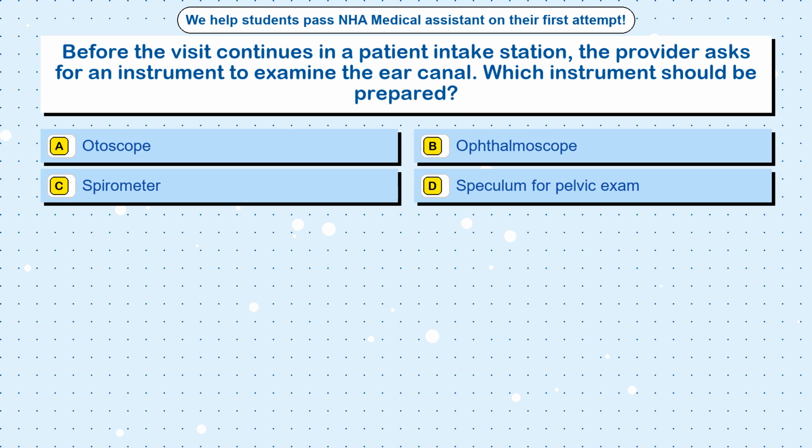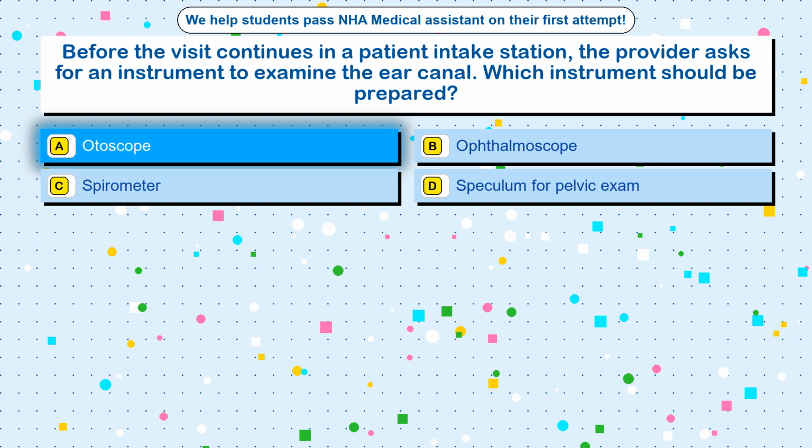Question 9. Before the visit continues in a patient intake station, the provider asks for an instrument to examine the ear canal. Which instrument should be prepared? Option A, otoscope. Option B, ophthalmoscope. Option C, spirometer. Option D, speculum for pelvic exam. The correct answer is option A, otoscope.